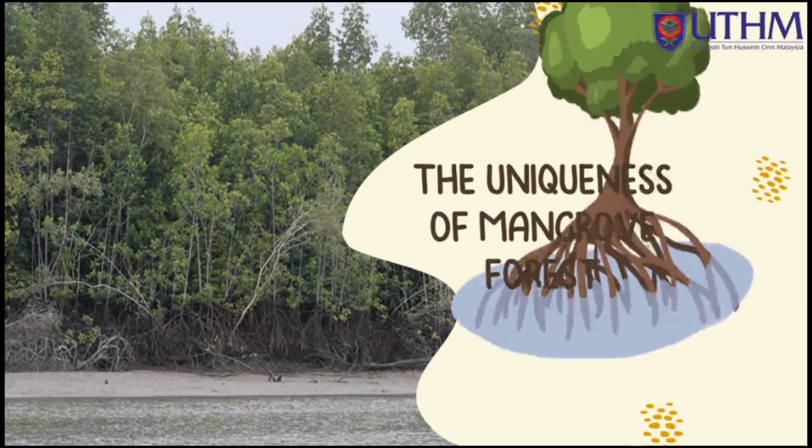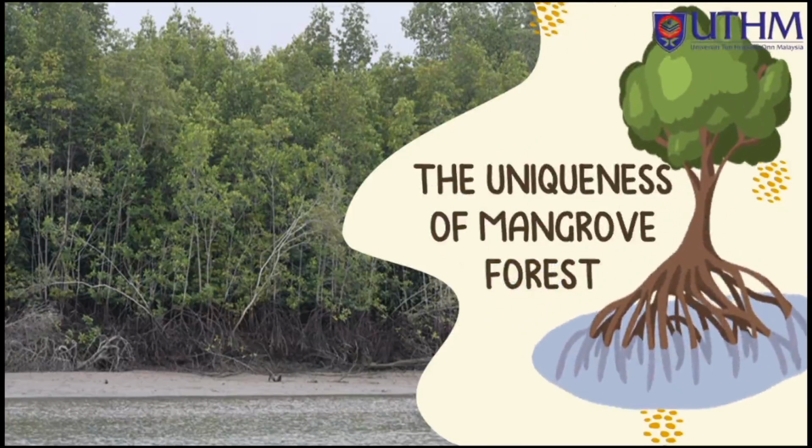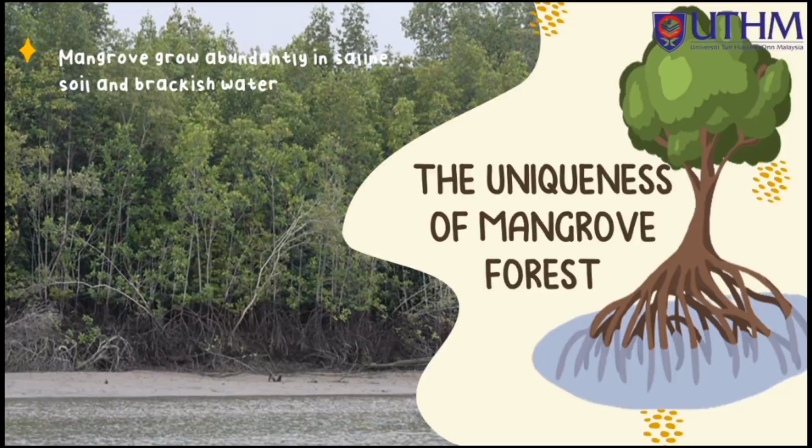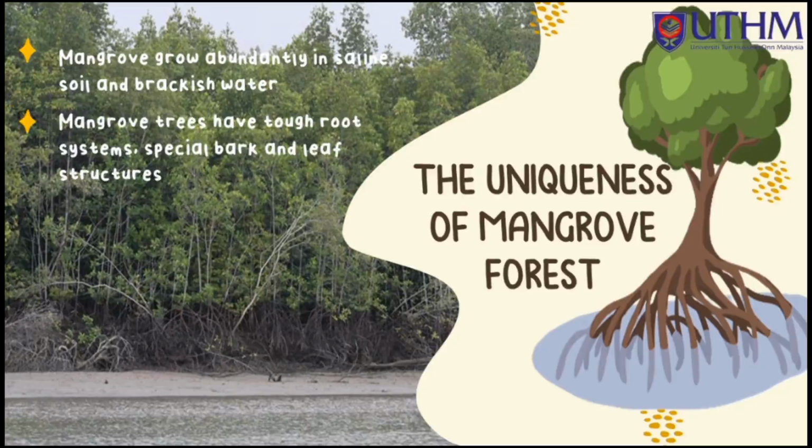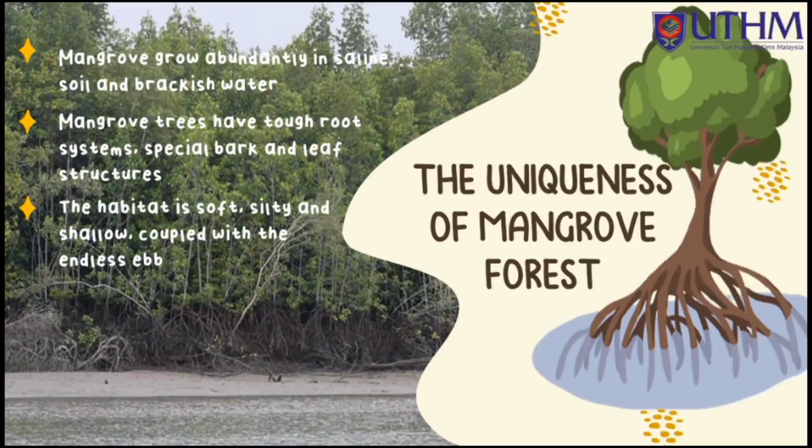The uniqueness of mangrove forests. First, mangrove grow abundantly in saline soil and brackish water. Next, mangrove trees have a tough root system, special bark and leaf structure. Next, the habitat is soft, silty and shallow, coupled with the endless ebb.